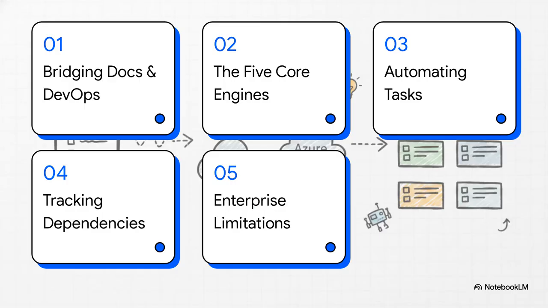All right, here's our roadmap. We're going to bridge the gap between Docs and DevOps, map out the 5 core engines, trace the automated task journey, track dependencies and environments, and finally, do a quick corporate reality check.